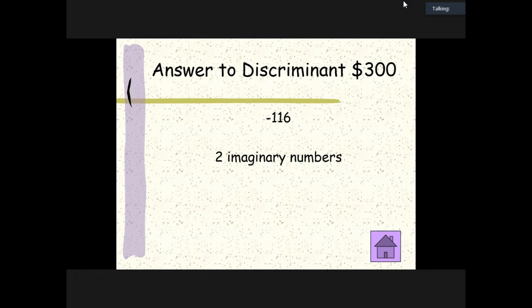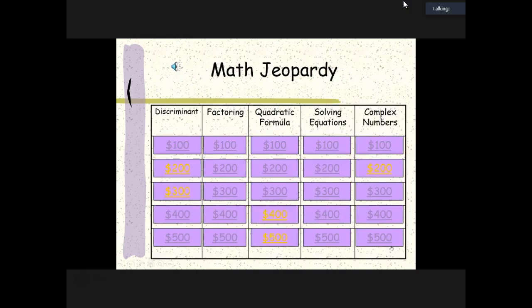All right, Miss Maria and Garrett. Okay, category and points, Maria. All right, quadratic formula, 300. What's up?